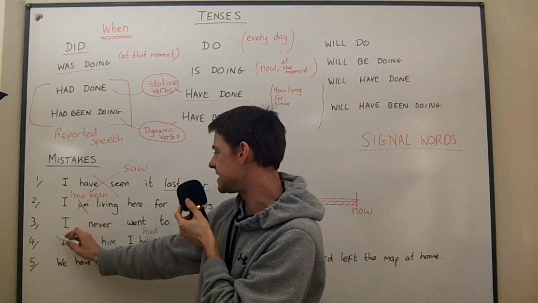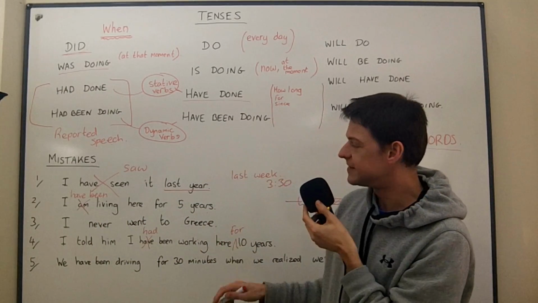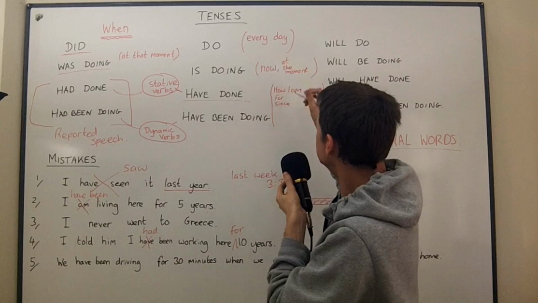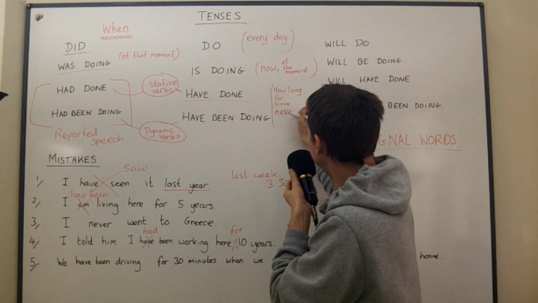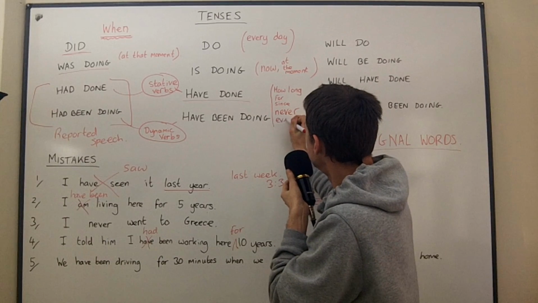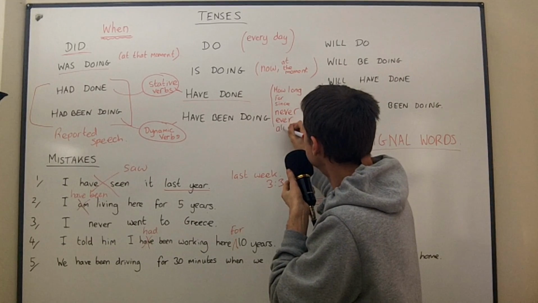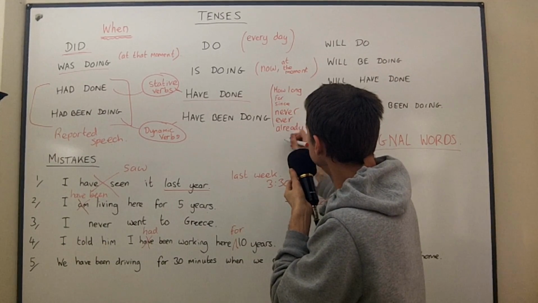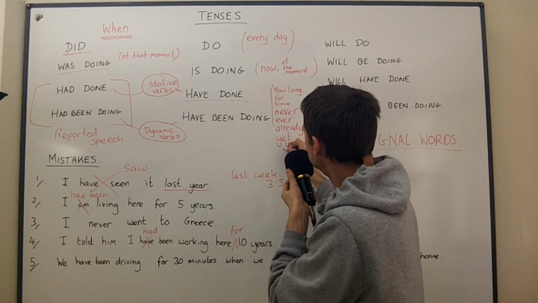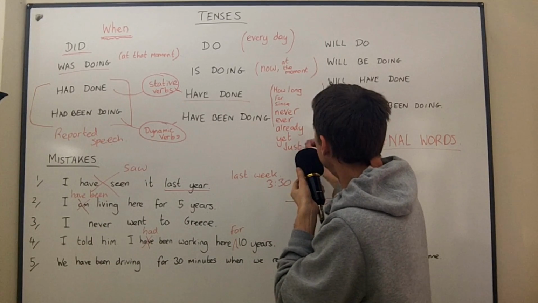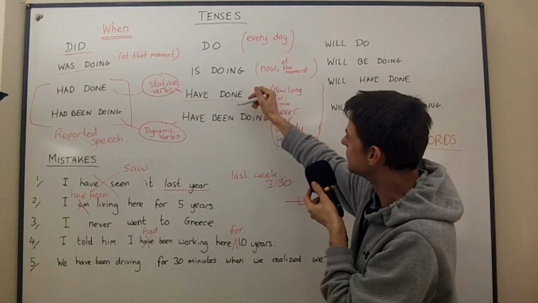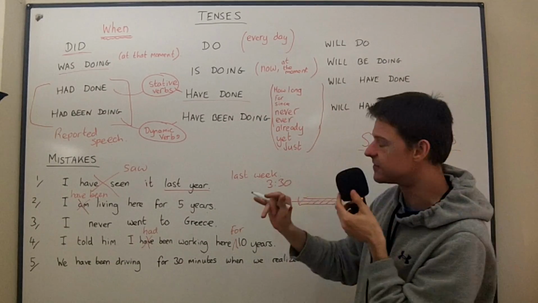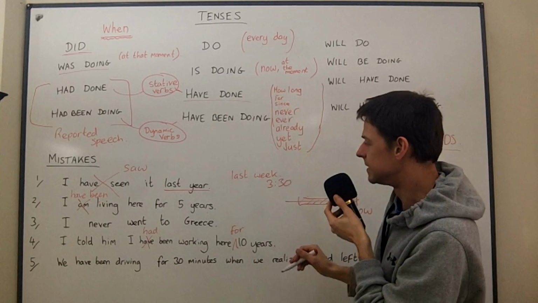Okay, number 3. "I never went to Greece." Now, when you use "never," it's another signal word, really, for present perfect. Never, ever, already, yet, just. All of these words are actually referring to unfinished periods, and that's why we generally use them, not always, but most of the time, with these two.